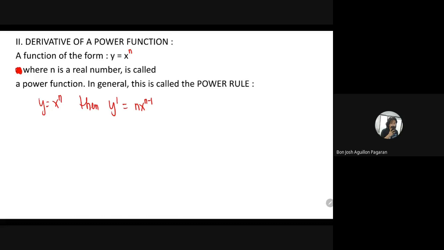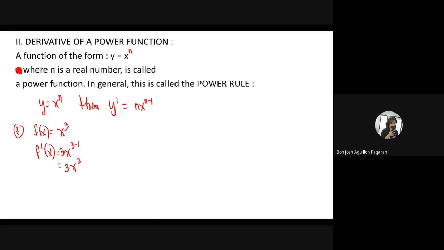So for example, number 3, I have f of x is equal to x cubed. So f prime of x will be 3x to the power of 3 minus 1, so that will be 3x squared. That is the derivative. The exponent is multiplied to the numerical coefficient, and then the exponent is subtracted by 1. Okay? Binibilisan ko, sabihin sa akin kung medyo nahihilo.